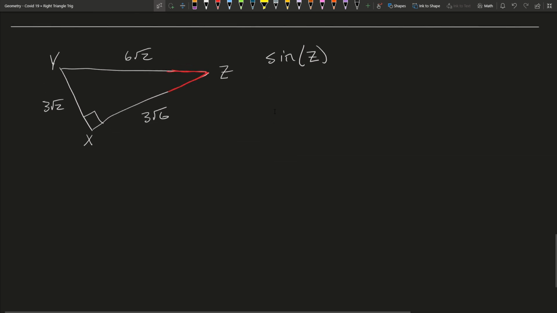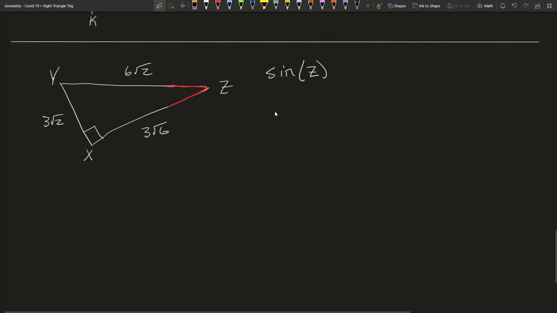Okay, but for this problem, we want the sine of Z. So the first thing we need to do is to label the sides we have. So the side opposite the right angle, that's 6 rad 2, so that's the hypotenuse. If we drew a line from Z to the opposite side of the triangle, that's the opposite side. And then the side attached to Z that's not the hypotenuse, that's the adjacent side.